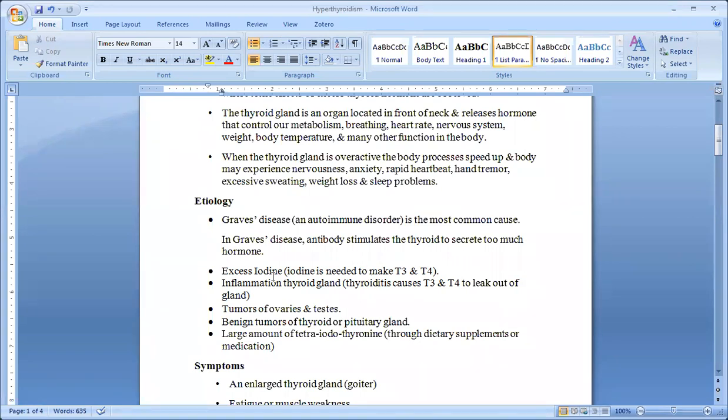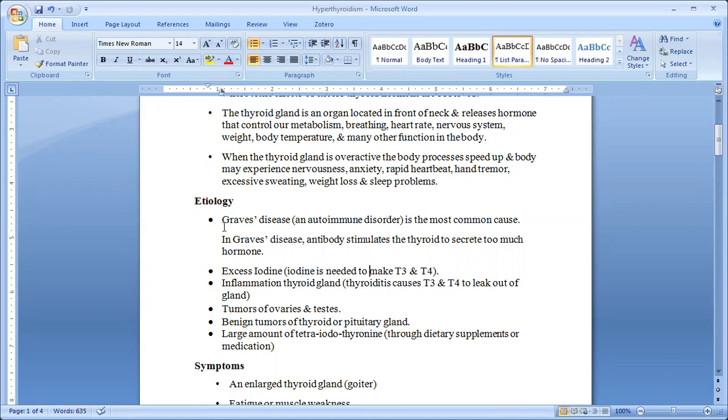Iodinized salt, isn't it? We see it in the advertisement. For what purpose? To make T3 and T4. To synthesize T3 and T4, our body needs a little amount of iodine for the production of T3 and T4.